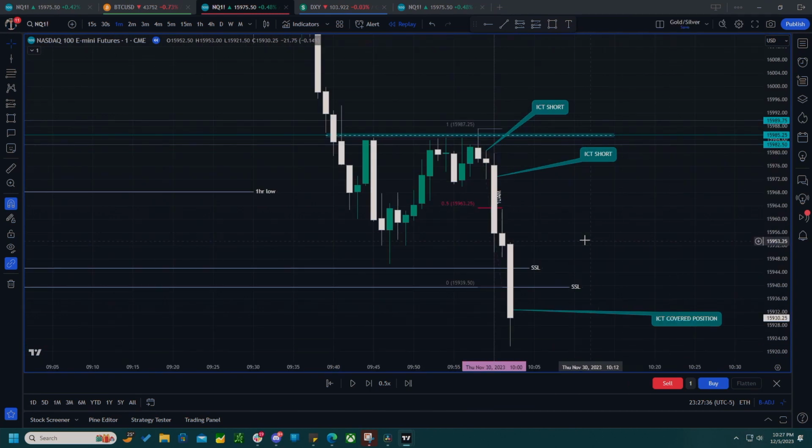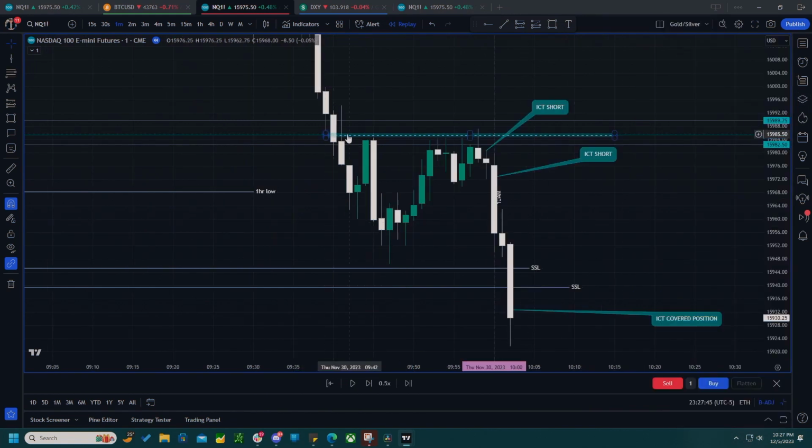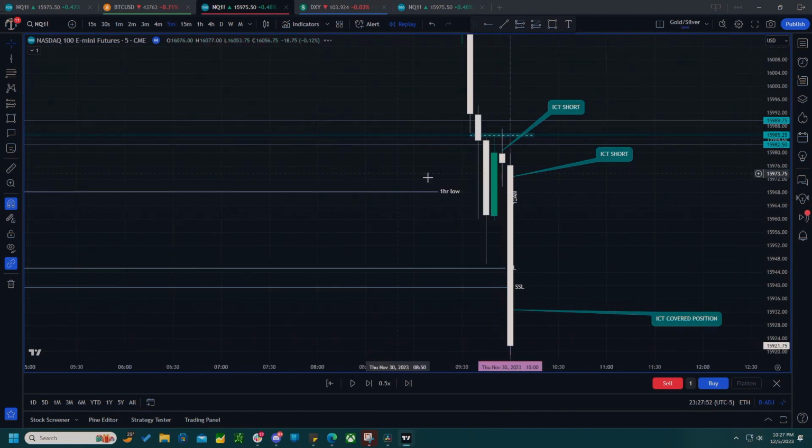So we have a couple things on here. I'm going to remove this one right here for now so that we can get rid of some of the clutter here. This highlighted box here is actually a 5-minute SIBI. And if we go into the 5-minute, you'll see right here how we created this. We have a low here, high here, the SIBI, and we wick down lower, we retrace back up in our second stage distribution, and we respect this level.